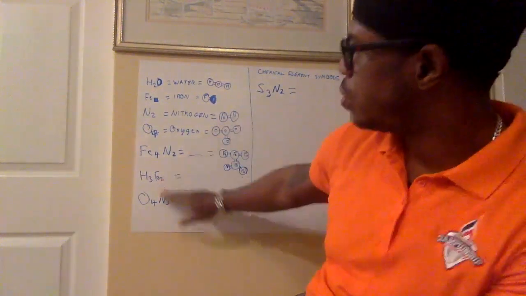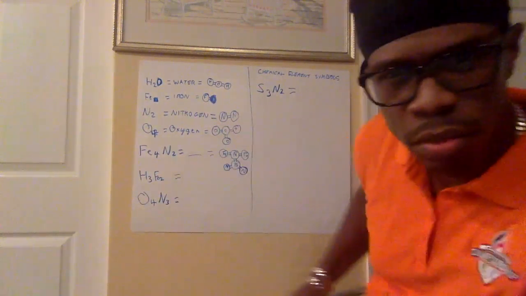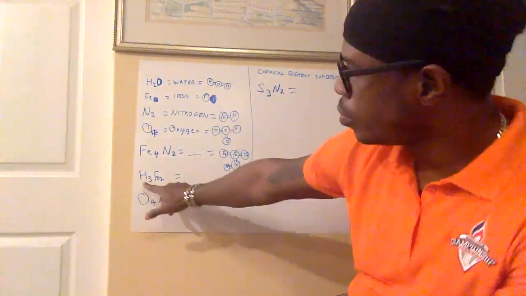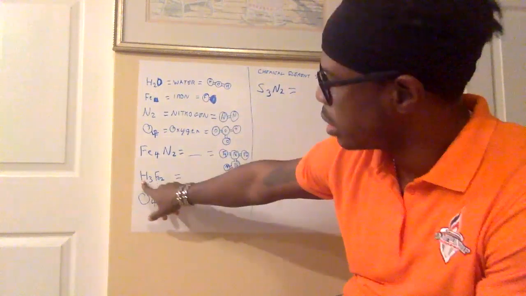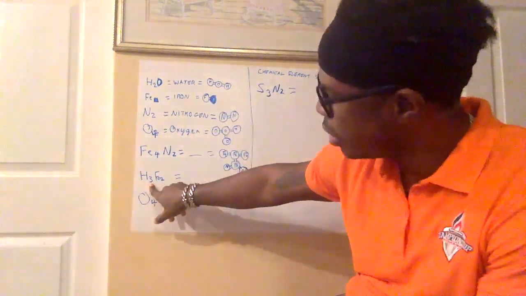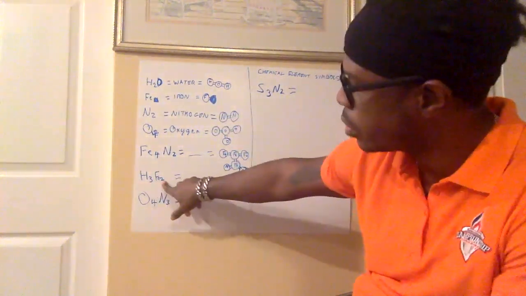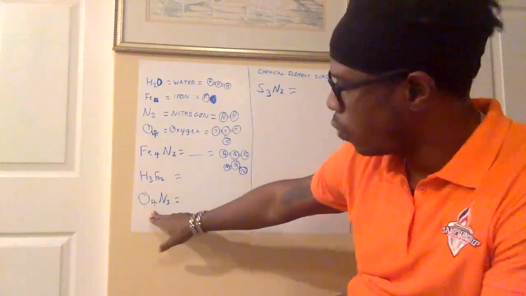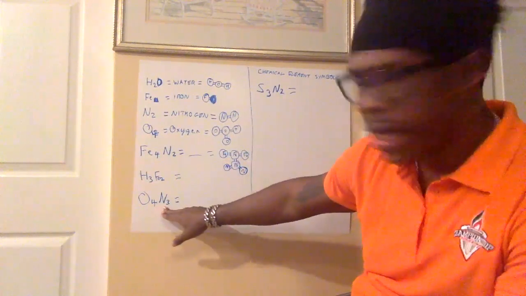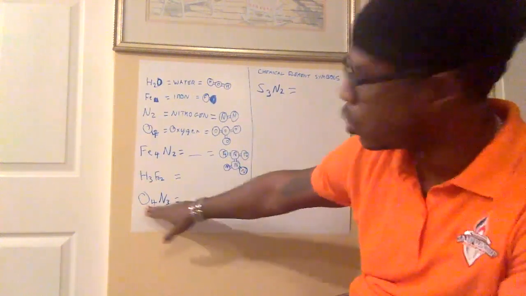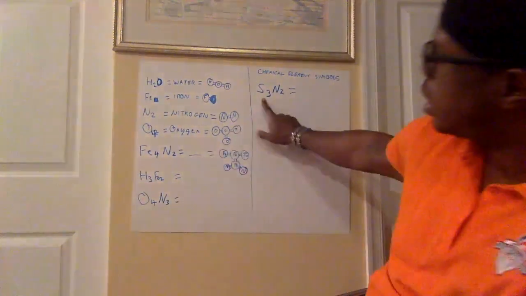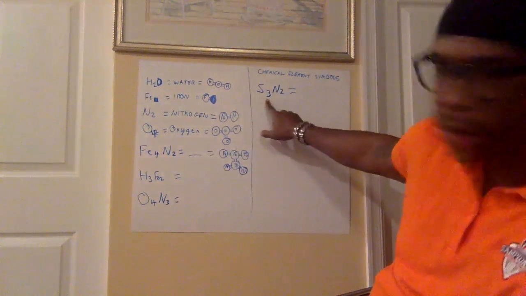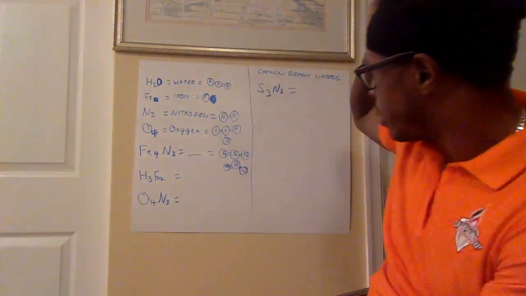Let's say I want you guys to do these 3 by yourself. I believe you should be able to see it. The first one is H3, which is 3 hydrogen atoms, and then Fe iron 2, so H3Fe2. Next one we have O4 and then N3, that's O4N3. And then last we have S3, S is for sulfur, S3N2.